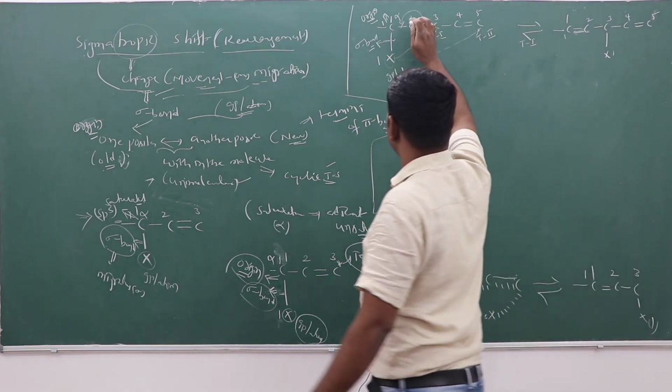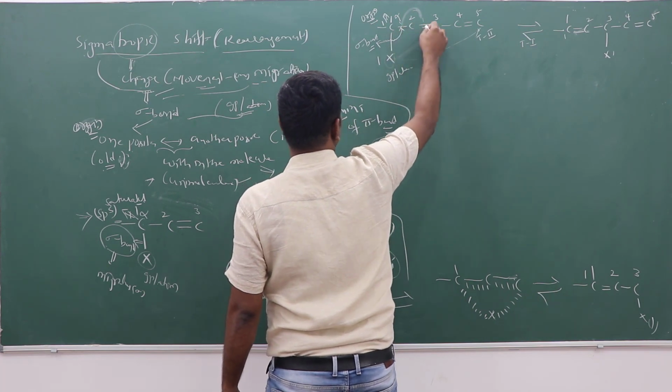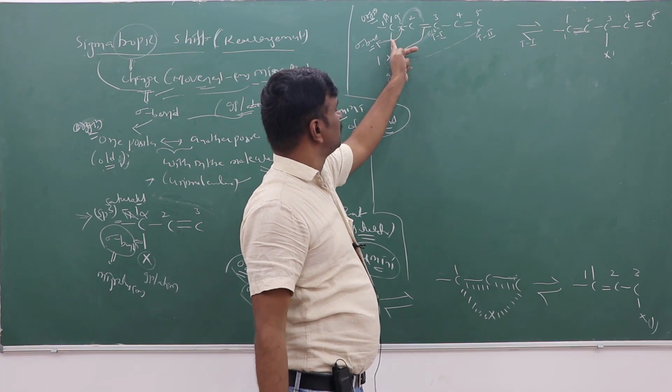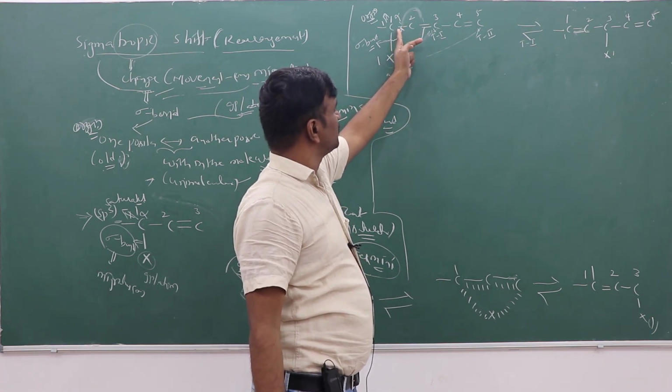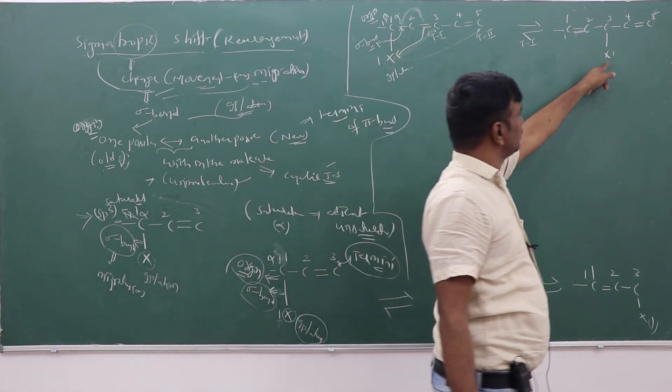Or this can be shown like this. So here it is also. This bond is going to be electrons. So rearrangement takes place, that means shifting takes place here, and this is going to be here. Right?